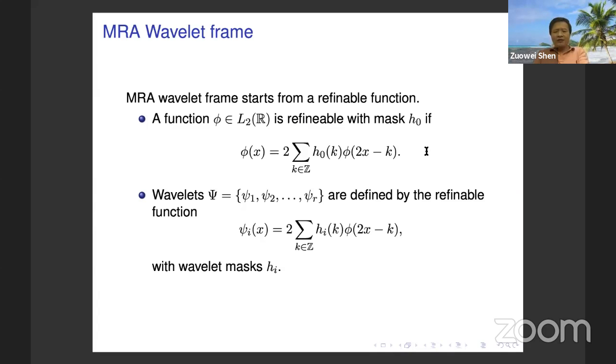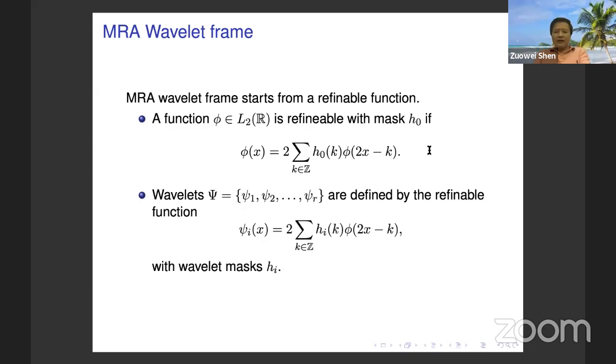For refinable functions, not only the function is important, the mask is also important. This mask H0 is called the refinement mask. The refinement mask is first of all uniquely decided by the refinable function phi. On the other hand, once you have the refinement mask, you can find phi also. That means the refinable function itself is completely decided by the refinement mask. Later you can see this mask is basically used to do the computation. So the function is for the analysis, and for computation you use the mask.